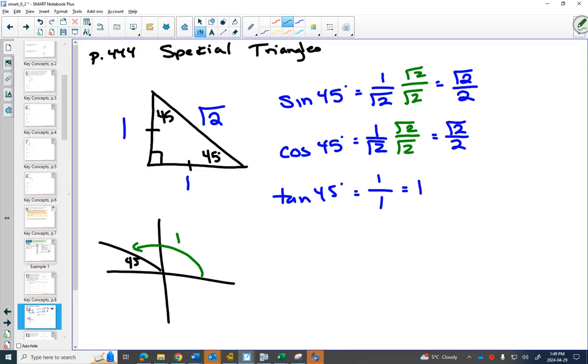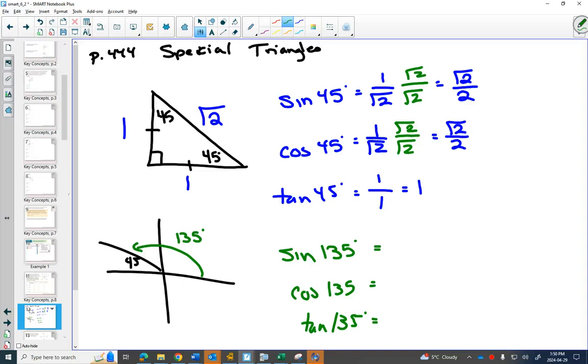135 degrees. So I'm saying now without a calculator, you should be able to tell me what sine of 135 degrees is. Any guesses? And cos of 135 degrees, and tan of 135 degrees. And we'll check if we're right.